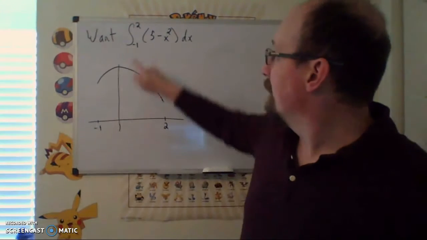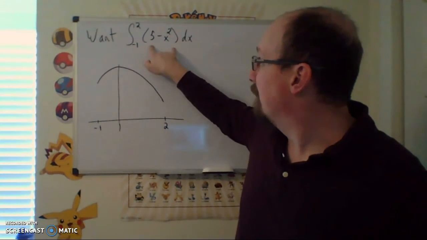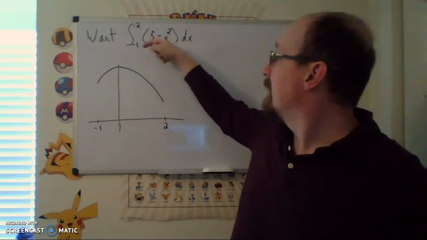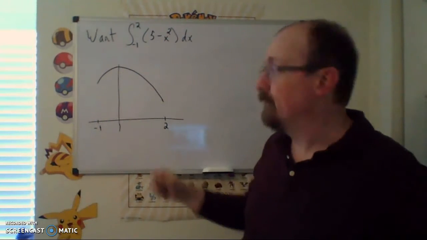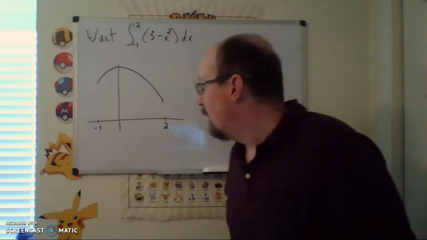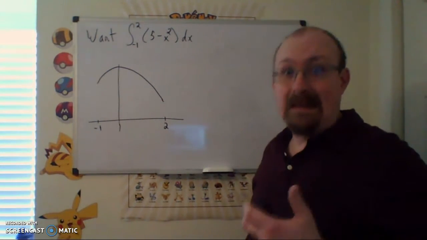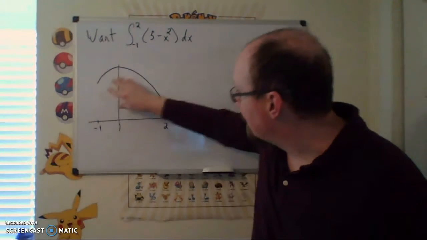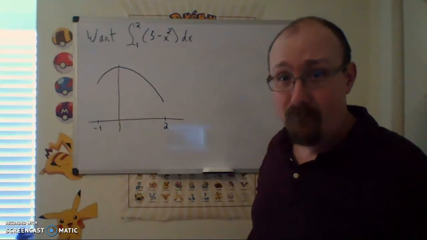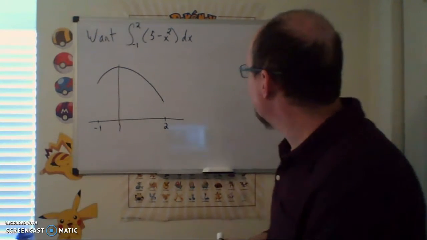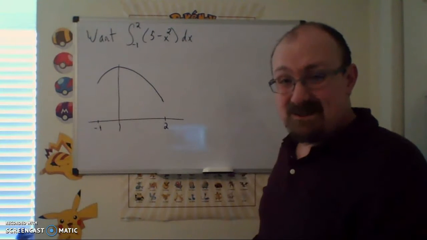All right, so we want to find a definite integral of 5 minus x squared as we let x run from -1 to 2. Graph provided. Again, remember, definite integral equals area. So we're trying to measure the area underneath this thing over the range we've got drawn out. Okay, our process is going to be the same.